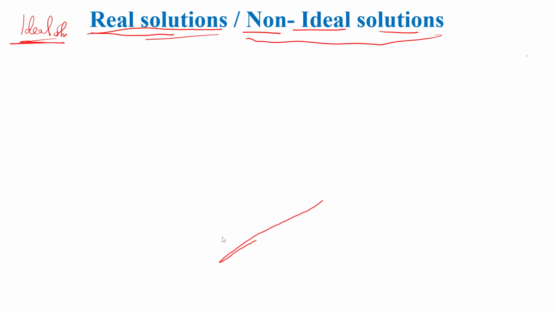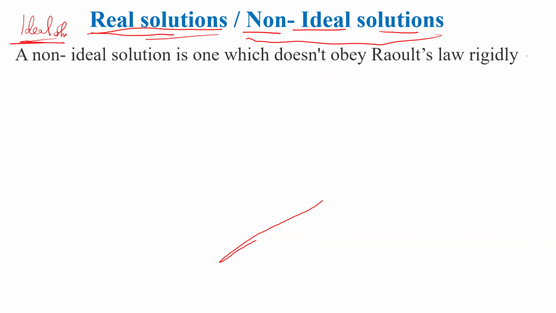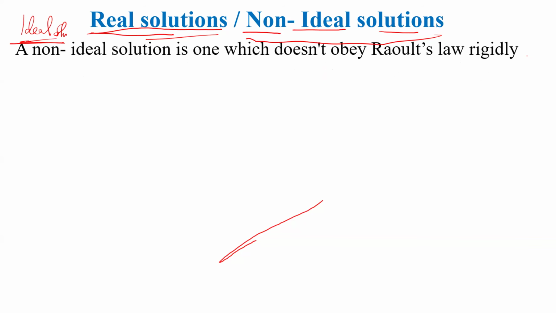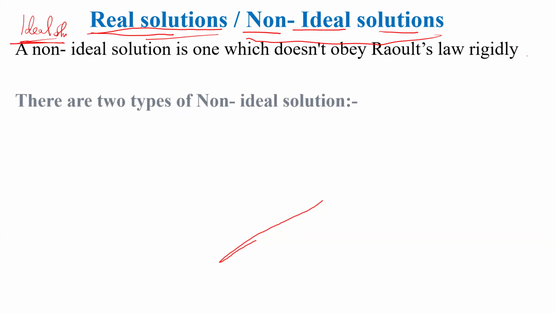What is the reverse? John Paul, please. A solution that doesn't obey Raoult's law. Good. Lubega Regan is giving us that a solution that doesn't obey Raoult's law is the one you're calling the non-ideal solution. So we can move on with that. So here we have it, and they're saying that a non-ideal solution is the one which doesn't obey Raoult's law rigidly.